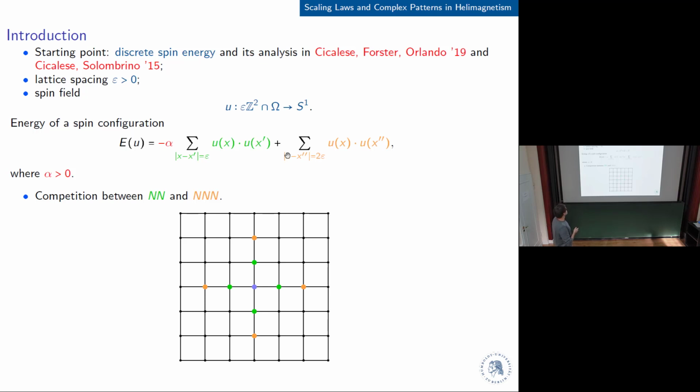And okay, so there's a competition between the two, because the nearest neighbor interaction comes with a negative prefactor, which means that in order to minimize the energy, you have a certain spin at this purple dot. Then the green guys, your nearest neighbors, would like to be aligned with you. On the other hand, your second neighbors, they would like to be aligned with you. However, at the same time, of course, they're nearest neighbors of the green guys, so they don't really know what to do. And there's a competition between those effects.